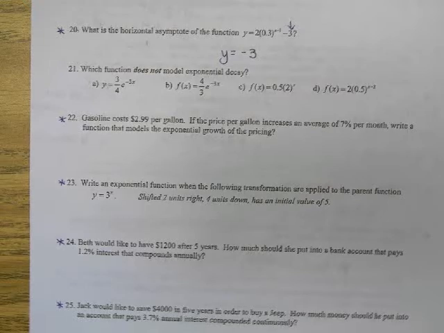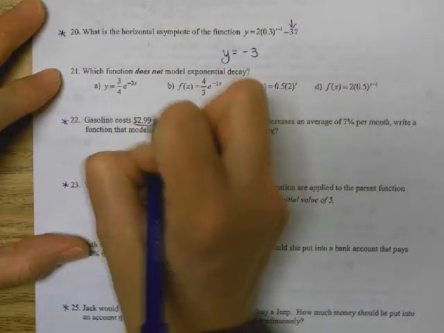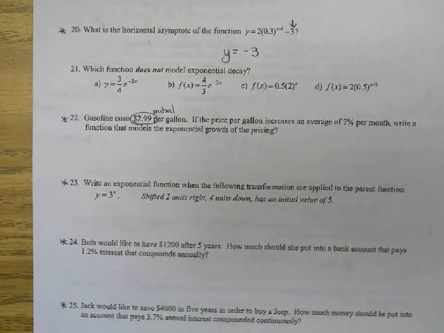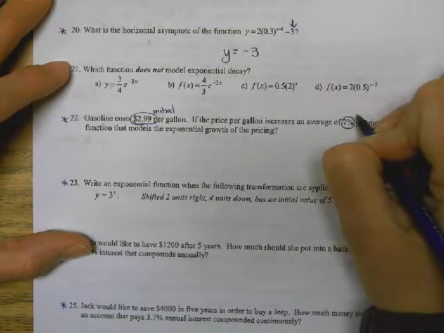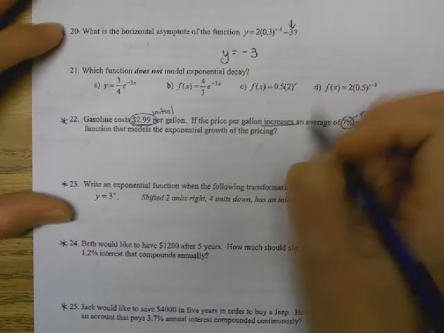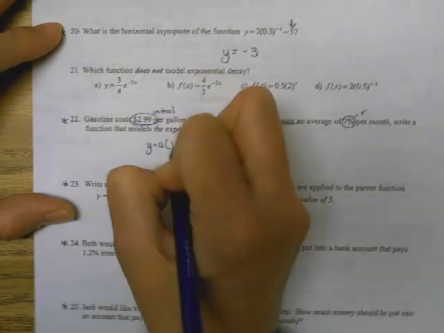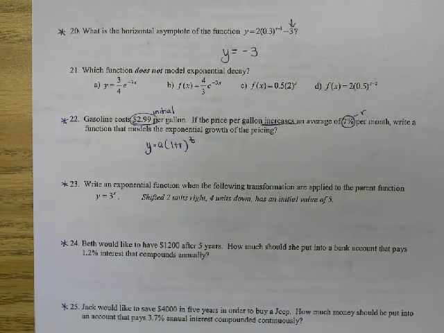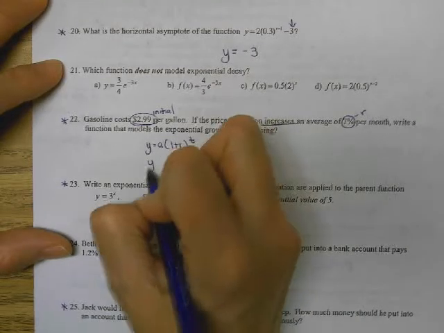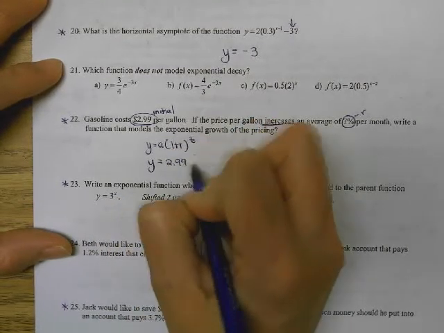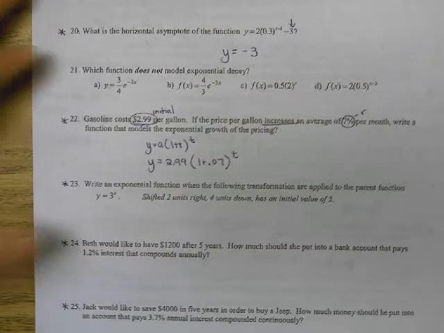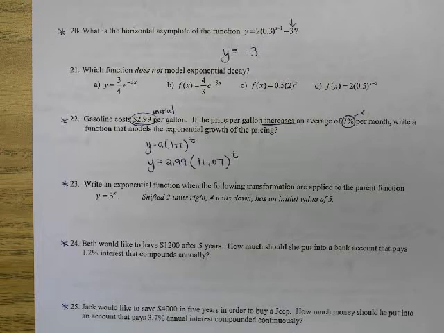22. Gasoline costs $2.99 per gallon. So this is going to be your initial. If the price per gallon increases an average of 7% per month, write a function that models this exponential growth. So this is my R, and it's increasing. So my equation is y equals a times 1 plus r raised to the t. So let's plug in what we know. It's $2.99 to start with, and we think it's going to increase by 7% each month. So there is my equation.